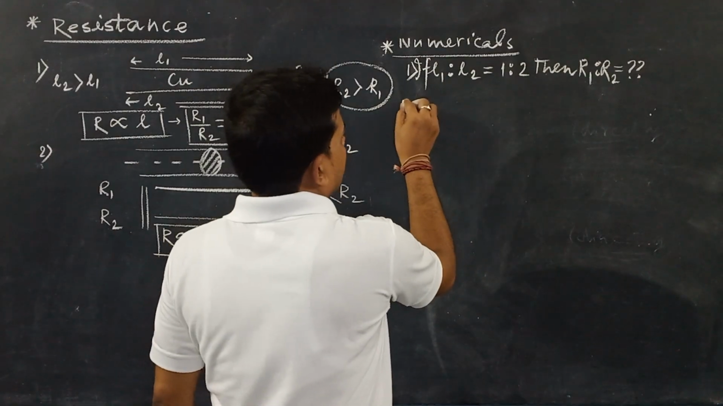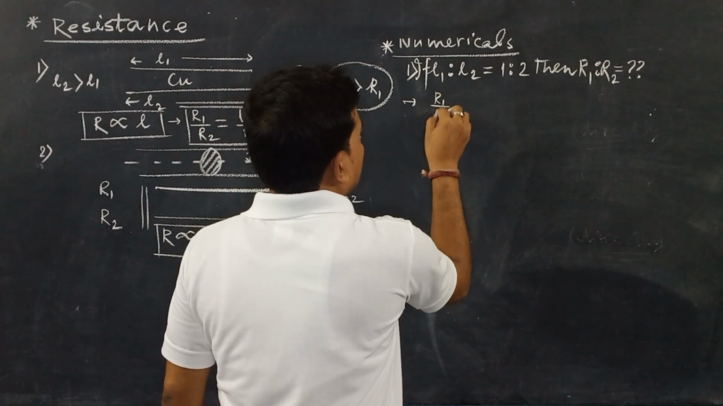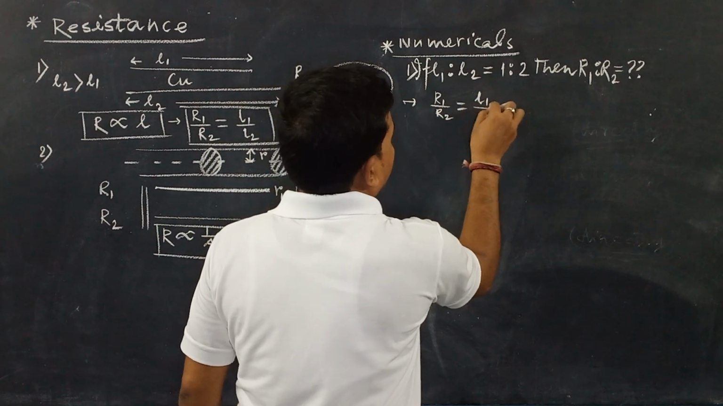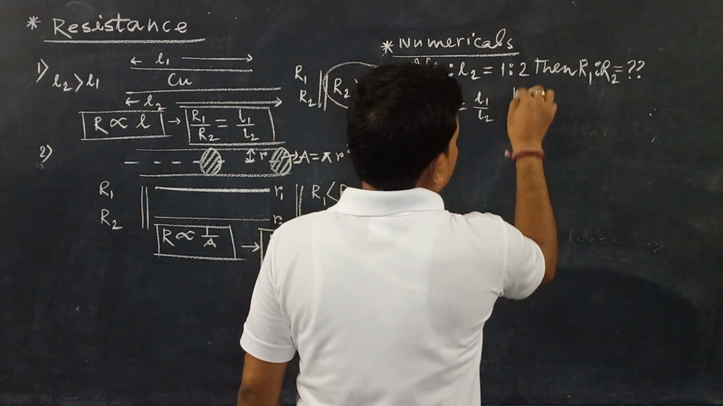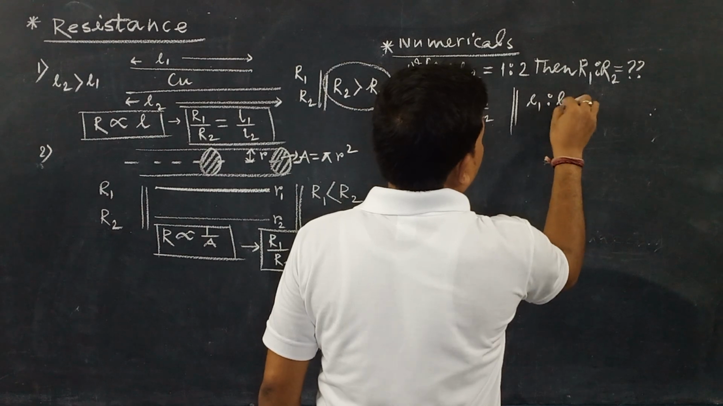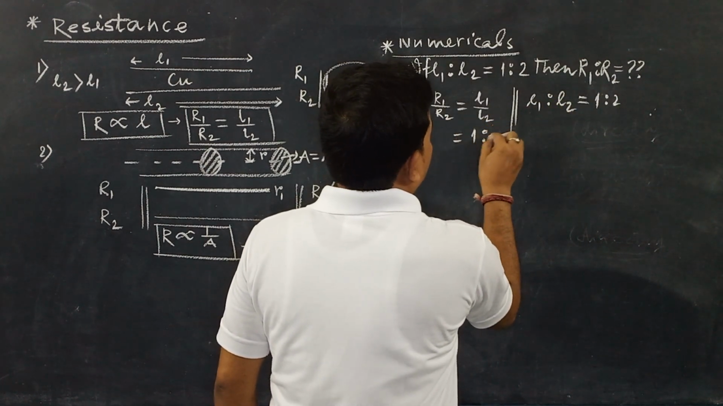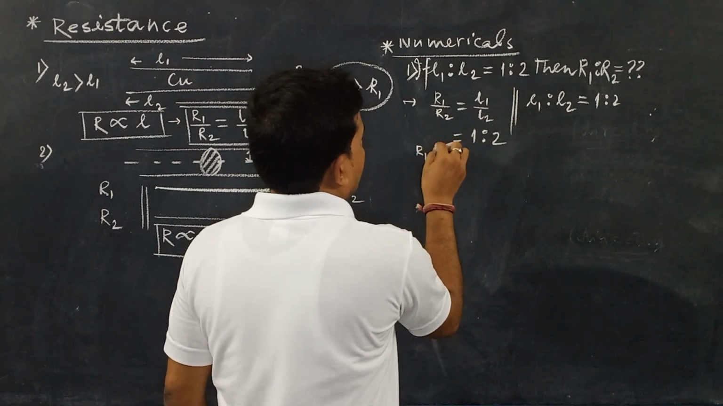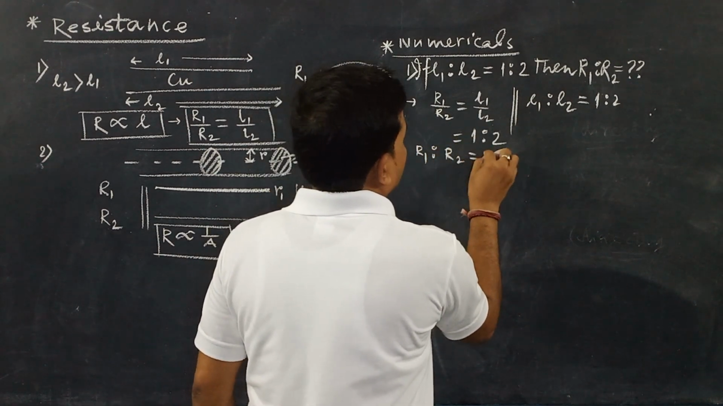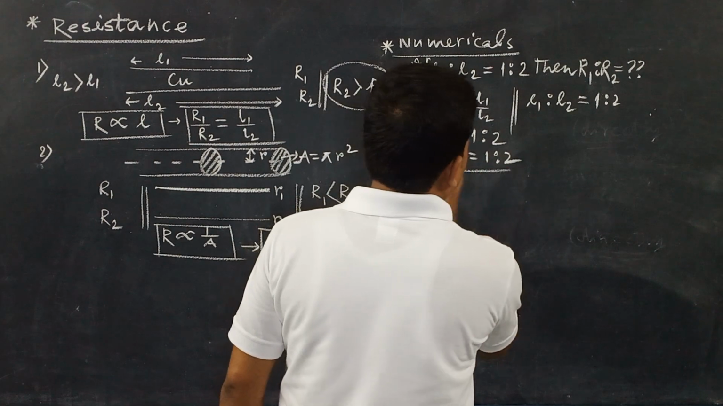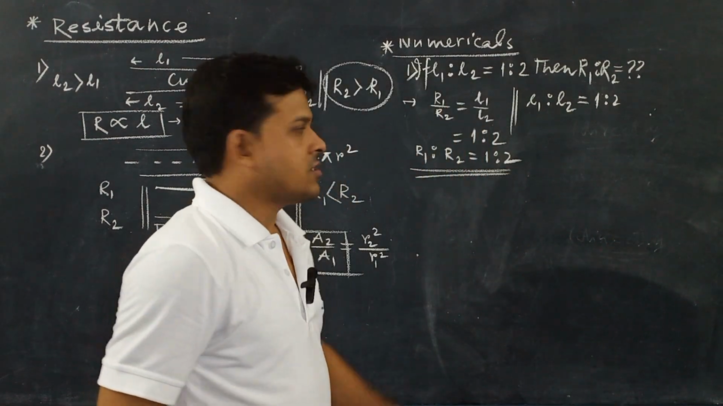Very simple. R1 by R2 equal to L1 by L2. Since L1 is to L2 is given as 1 is to 2, the ratio will be 1 is to 2. That means R1 is to R2 will be 1 is to 2. Very simple question. The answer is very easy.